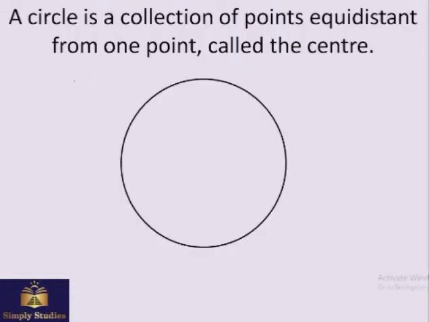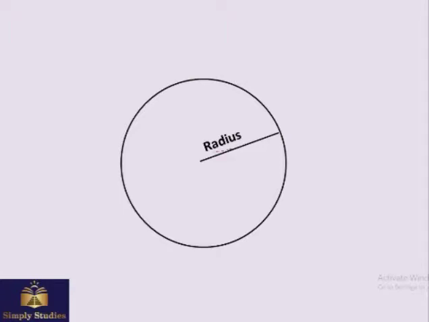What's a circle? A circle is a collection of points equidistant from one point, and this point is also called the center. So if this is the center, all these points are at an equal distance. If we measure this distance or this distance, they'll all be the same, and we call it the radius. So this line is known as the circle, and this is the radius.